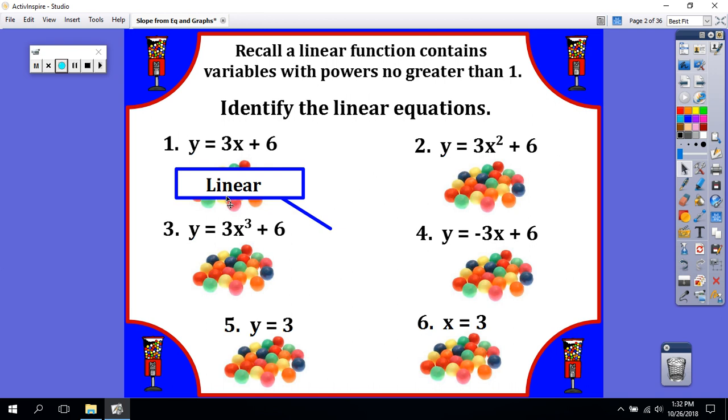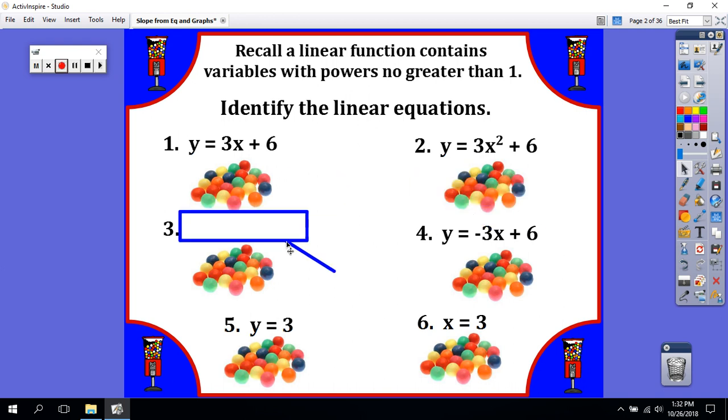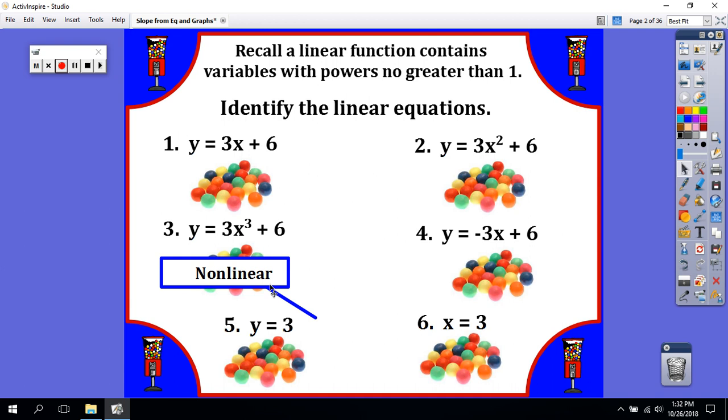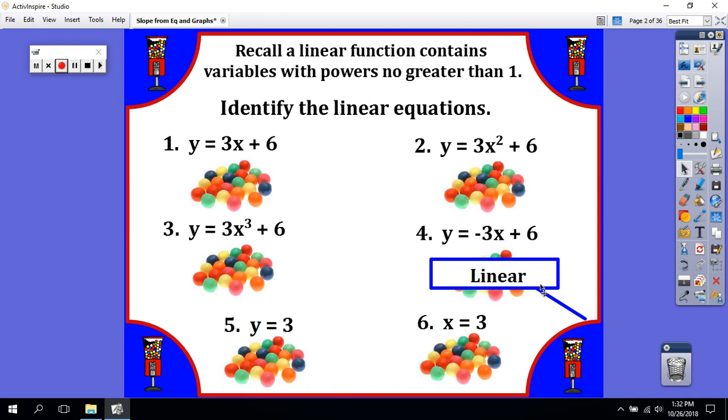Number 2, do either one of those variables have a power greater than 1? Yes, if you look at x, it has x squared. So this one is not going to make a straight line. So this one would be nonlinear. Number 3, would that be linear or nonlinear? Nonlinear, because x is being cubed, which means that it's going to be a curved line. Number 4, linear or nonlinear? Linear. Great job. The x and the y are just to the first power.